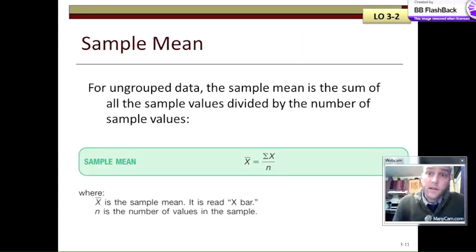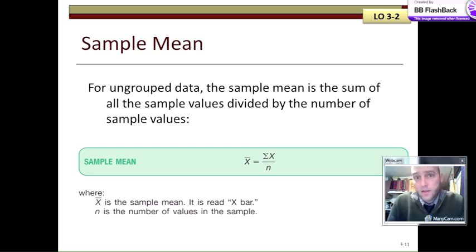I said at the beginning, the difference between a statistic and a parameter is that a statistic comes from a sample, and a parameter comes from a population. A sample mean, the symbol for sample mean, is X bar, and that's often how we refer to it. And this definition talks about ungrouped data. Ungrouped basically means it's not in like a frequency table or anything like that. It's loose. Now, the sample mean is the sum of all the things divided by how many there are.